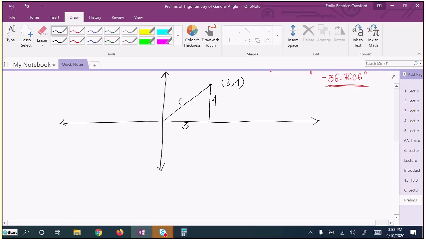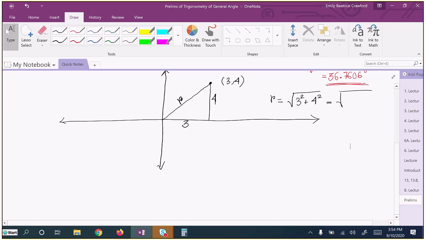Generally, I'm going to call it r to remind myself this is the radius of the circle that has the same length as the hypotenuse. So r, by the Pythagorean theorem, is the square root of 3 squared plus 4 squared, which is equal to the square root of 9 plus 16, and that is the square root of 25, which is equal to 5 units.